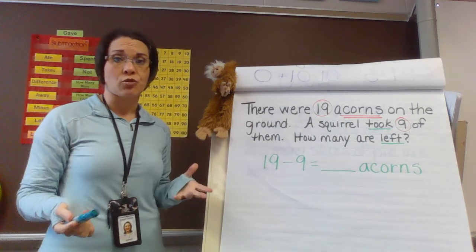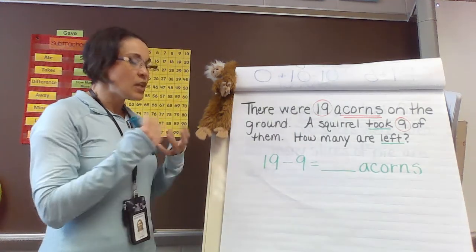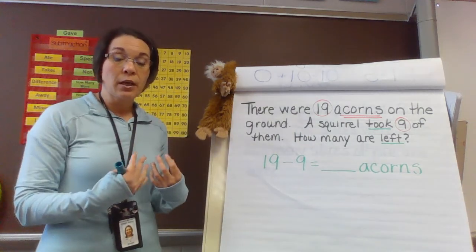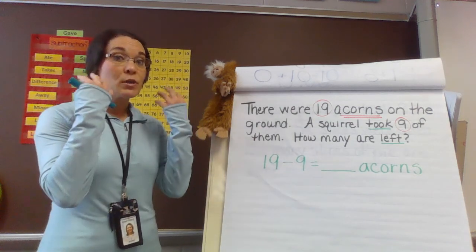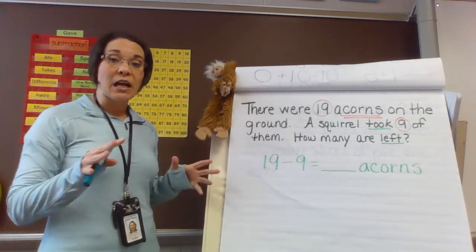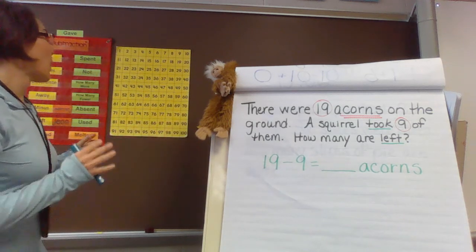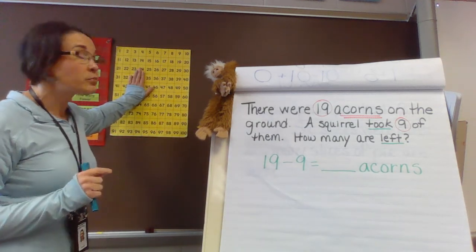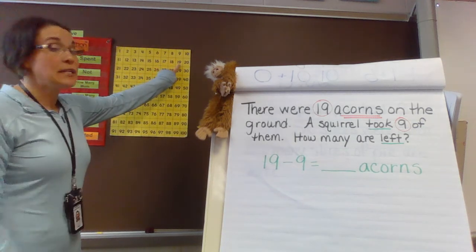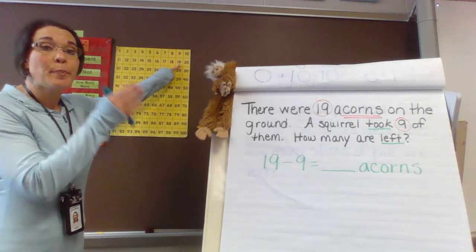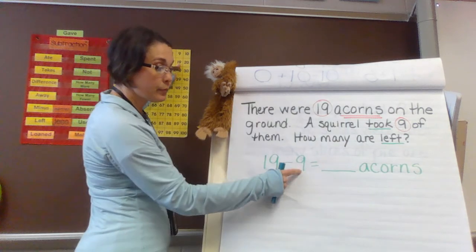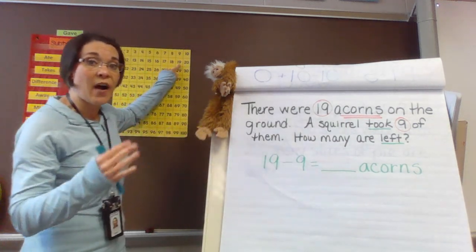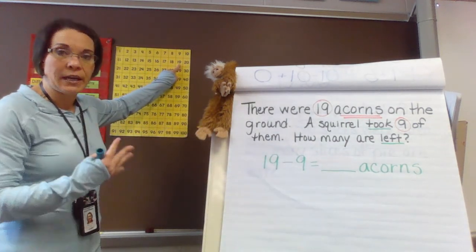So let's start talking about strategies. Since we talk about subtraction, we could talk about counting back. So that's exactly what we're going to do. First things first, I'm going to look at my hundreds chart, especially if you have a hundreds chart handy. I'm going to start on 19. I'm going to hop back 9 in order to find what my difference is, what my answer is.